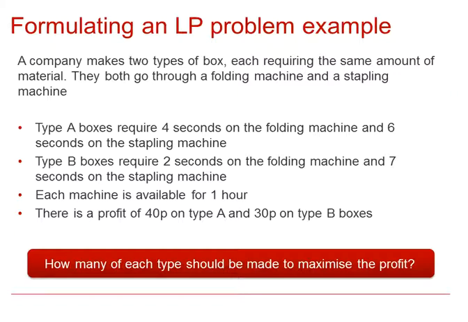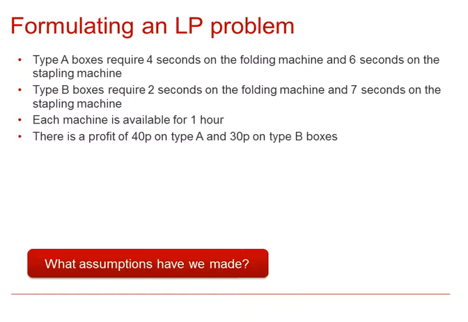So the question would be, how many of each type of box should be made to maximize the profit? Let's consider the assumptions made in the question. Well, firstly, we've assumed that there is sufficient demand for either type of box, and that the staff can all make either type of box. We've also perhaps assumed zero time between boxes on the machines, so we only have to consider the amount of time given in the statements above.